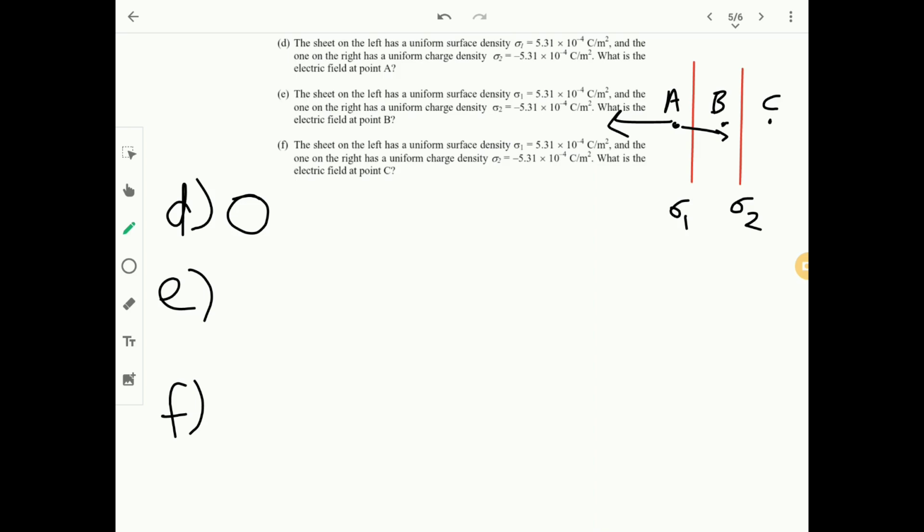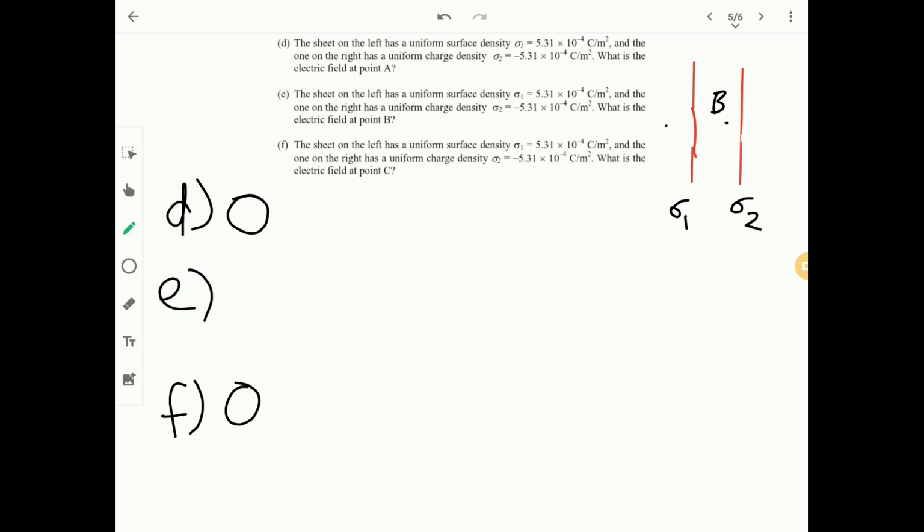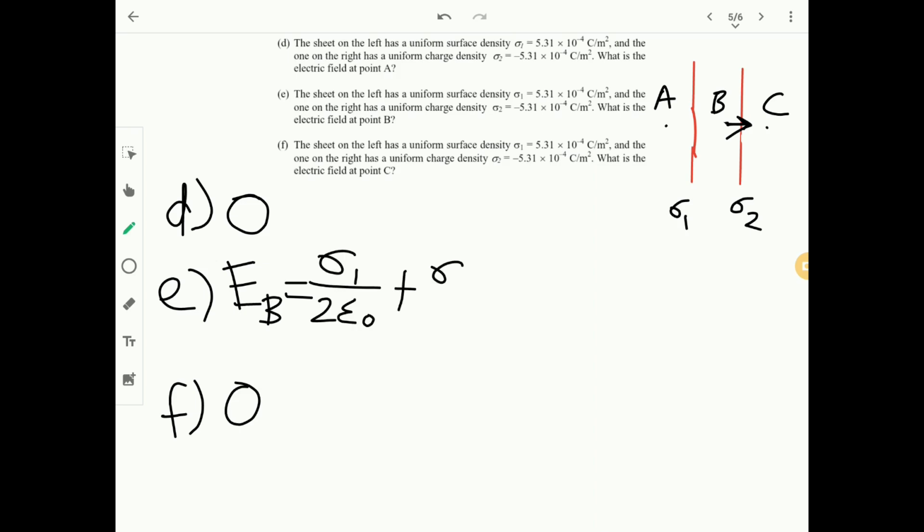Now, since sigma 1 is positive, it points away, and since sigma 2 is negative, it points towards it, so like this. So using that same logic, E at point B is equal to sigma 1 over 2 epsilon 0 plus sigma 2 over 2 epsilon 0. One thing to be careful of, in the calculations, we don't consider positive negative, it's always positive, okay? We're looking at magnitudes here, not direction. That's sigma over epsilon 0, giving us the exact same answer as before, 6.00 times 10 to the power of 7 newtons per coulomb. Which direction? Pointing to the right.